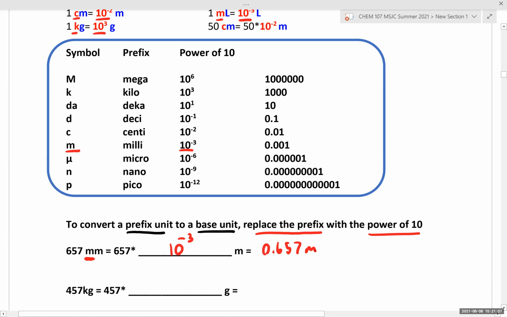Does this process, converting from prefix to base units, make sense to everyone? All you do is replace the prefix with the corresponding power of 10.